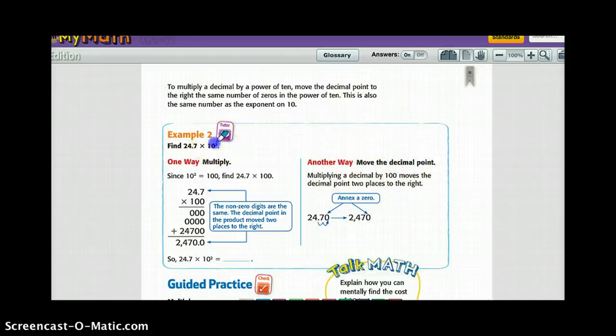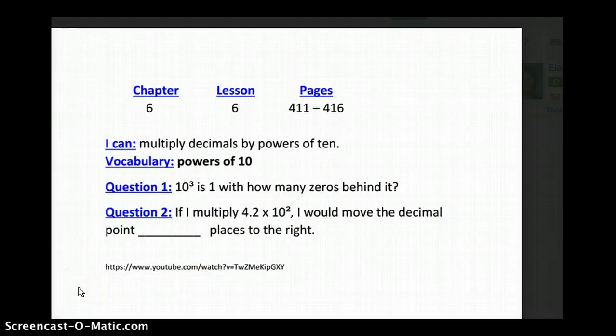But the other way is that you could just move the decimal point. So the exponent is telling us to move it twice to the right because it's to the second power. So right now our decimal is 24.7, and it is right before that 7. So we have to move it two places to the right. So here's one place, two places. Well, we're missing a digit here, so we put that 0 on, and our answer is 2,470. All right, take a look back at these two questions and answer them in the form, please.